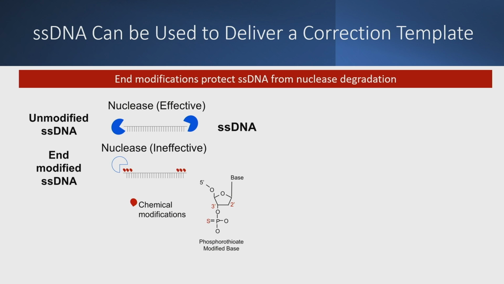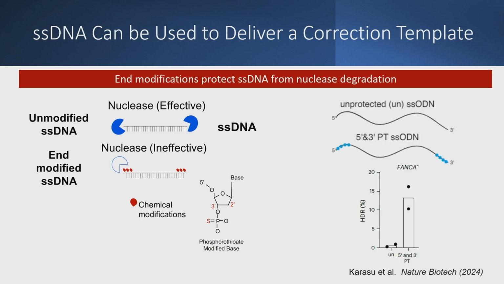Previous work have used chemical modifications on the ends of single-stranded DNA. One such modification is a phosphorothioate chemical modification for a base. And their data showed that modifying the 3 bases on each end with a chemical modification improves gene insertion over the single-stranded DNA that is unmodified. So why stop with just the end modification? We asked, can we make single-stranded DNA more efficient?